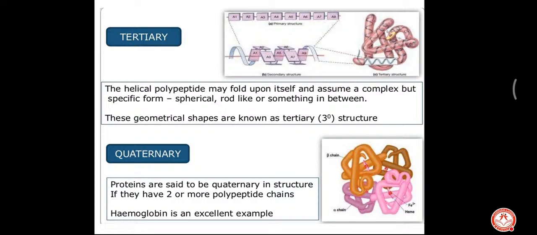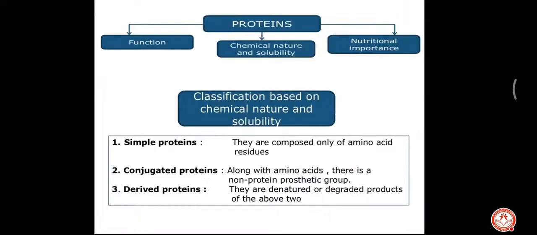Most of the proteins, or all the monomeric proteins, are functional in their tertiary structure, while multimeric proteins show quaternary structure. Proteins are said to be in quaternary structure if they have two or more polypeptide chains, that is, they are multimeric in nature. Hemoglobin is an example of a quaternary protein. Insulin is again an example of a quaternary protein. In hemoglobin you are able to see the alpha chain and beta chain. Alpha chain in a 3D structure and beta chain also in a 3D structure. When combined together, it forms quaternary structure.